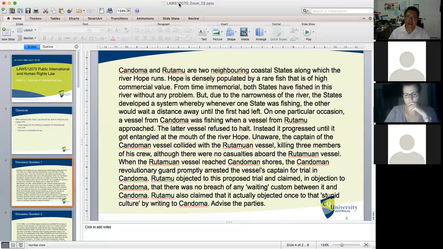The answer here is that the persistent objector rule would typically arise in relation to perhaps a regional customary international law or a general customary international law. But here we're talking of a bilateral customary law between two states. And because it is between two states, the persistent objection is even unnecessary, because it's easy for one state to just say that it does not recognize a state practice as legally binding.